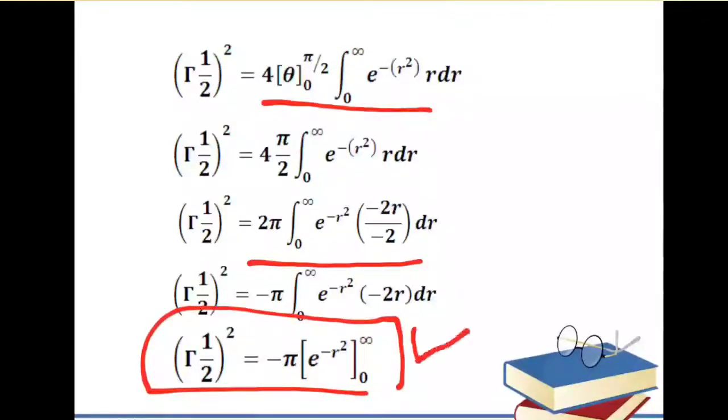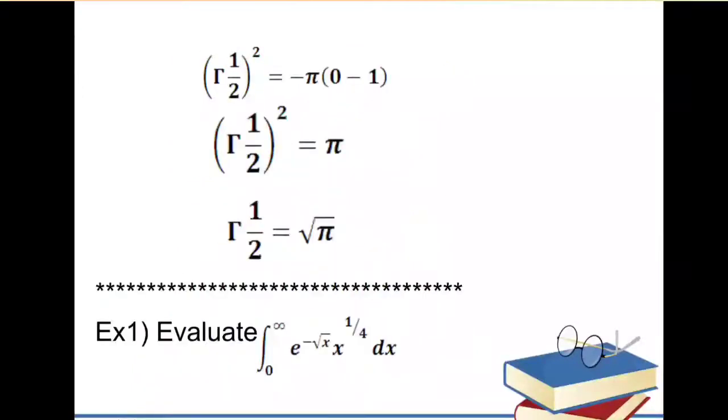Now here put upper limit minus lower limit. e raised to the power minus infinity is 0, minus the lower limit, so we get plus. That means here gamma of 1 by 2 whole square equals pi. Taking the square root on both sides, gamma of 1 by 2 equals under root of pi. In this way we can find the value of gamma of 1 by 2.